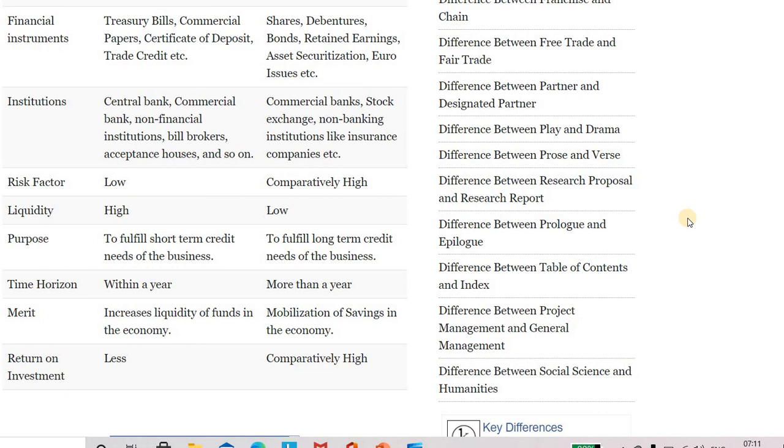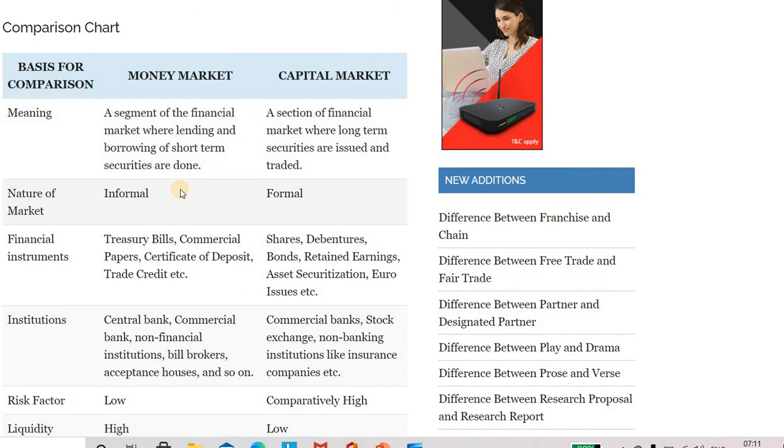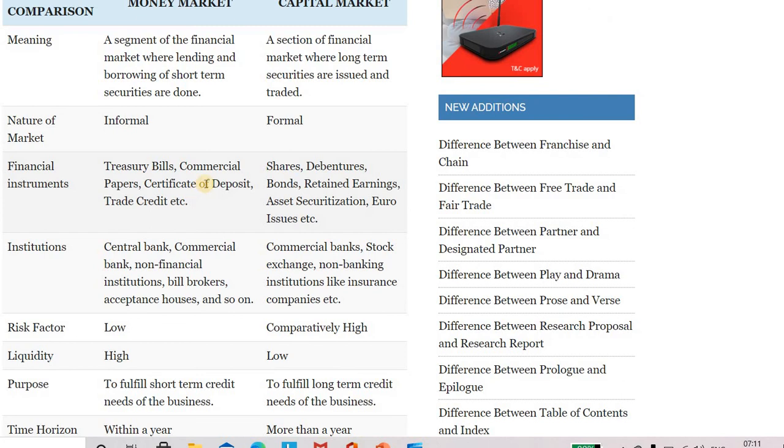Okay, then return on investment in money market is less, and in capital market it's comparatively high. Okay, then money market means short term, capital market means long term, and money market is informal, capital market is formal. Then money market including treasury bills, commercial papers, certificates. Then capital market shares, debentures, bonds and assets, etc. Okay, institutions, central bank, commercial banks, bill brokers, etc. Then in the case of capital market, commercial banks, stock exchange, non-banking institutions, insurance companies, etc.